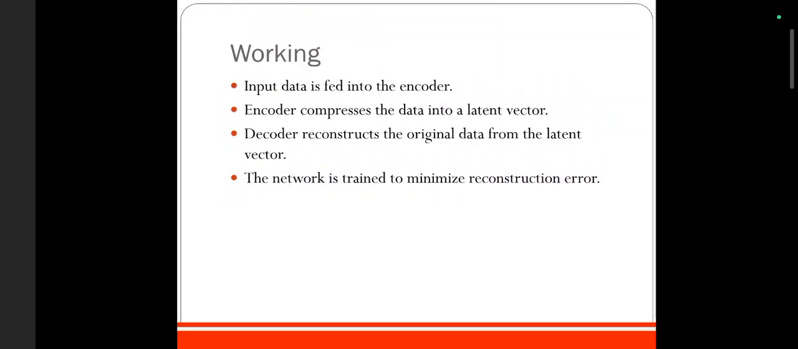Working of an autoencoder. Let's understand the working process step by step. First, the input data is provided to the encoder. Next, the encoder extracts the most important information and compresses it into a latent vector. Then this compressed representation is passed to the decoder. The decoder reconstructs the original input from the latent vector. Finally, the reconstructed output is compared with the original input. The difference between them is called the reconstruction error. The network is trained repeatedly until this reconstruction error becomes as small as possible.